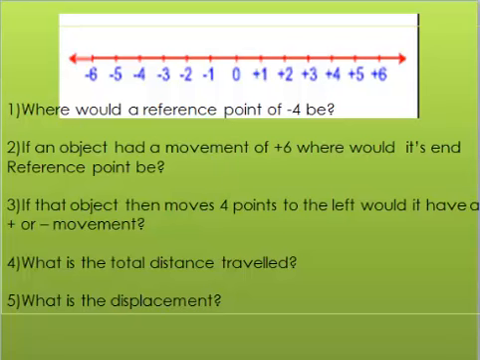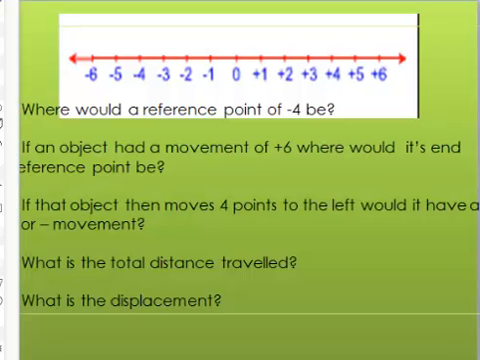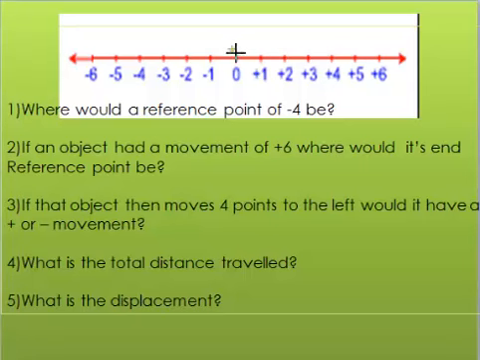So if we start, and I'm going to use a random shape to designate this, you start at 0. So that's our starting point. Where would a reference point of negative 4 be? 1, 2, 3, 4. And I'm going to use another shape to designate that point. So I'll use a circle to designate the reference point for number 1. That is where negative 4 would be. So we used a circle to designate that spot.